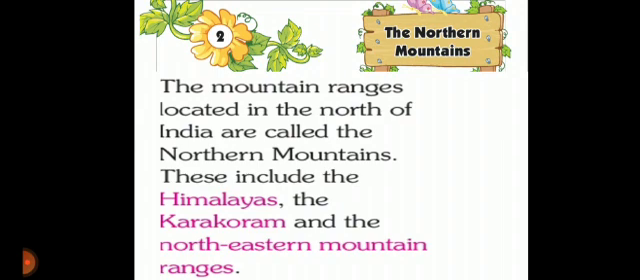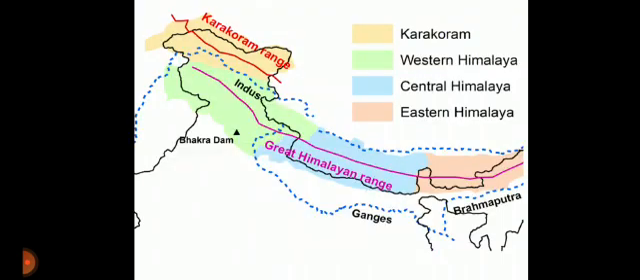Today we are in the second chapter and we are going to see the northern mountains of India. The mountain ranges located in the north of India are called the northern mountains. Why are they known as the northern mountains? Just because the mountains are located in the northern part of India. Because of that, they are known as the northern mountains. These northern mountains include the Himalayas, the Karakoram and the northeastern mountain ranges.